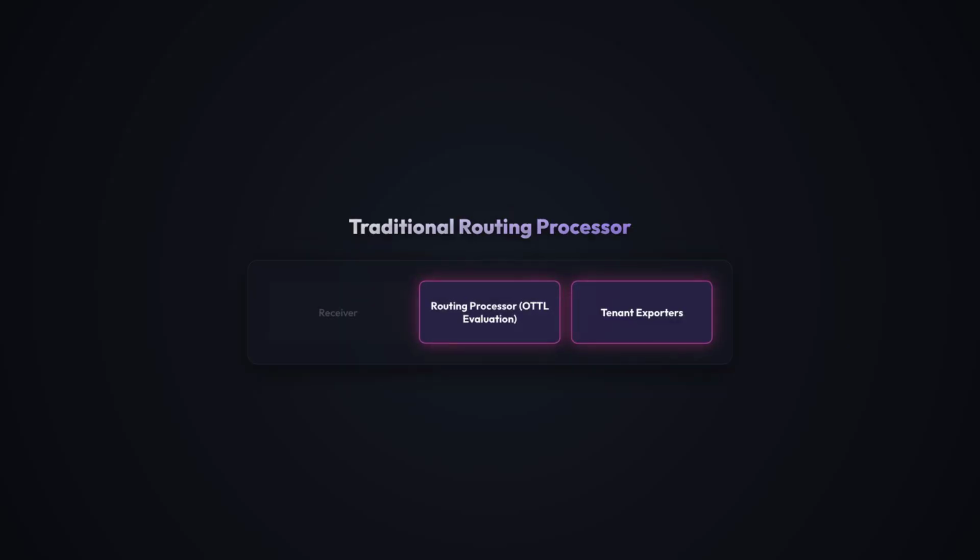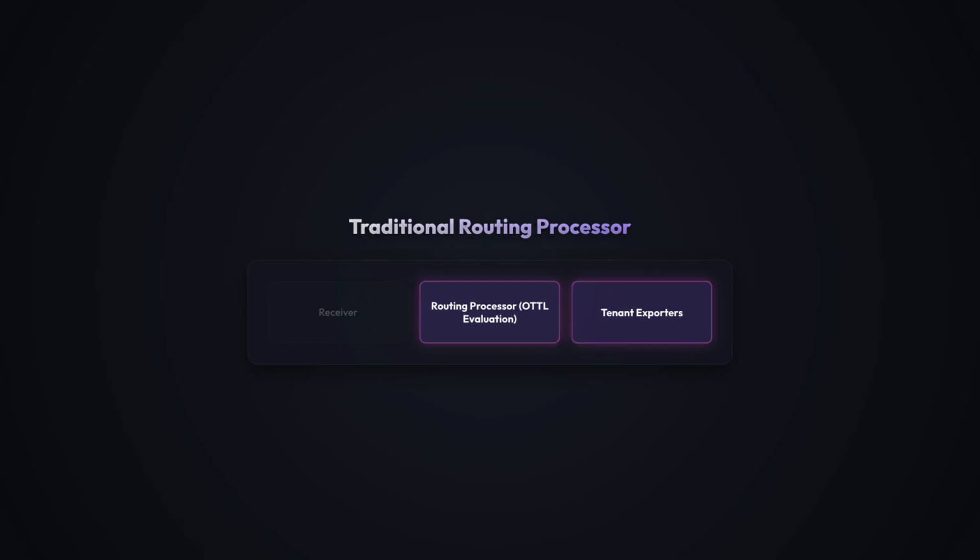To solve the routing challenge, the community introduced the routing processor, found in the OpenTelemetry Collector-contrib distribution. The routing processor acts as a pseudo-exporter within a pipeline. It intercepts the telemetry stream and evaluates routing rules based on context, such as incoming HTTP headers or gRPC metadata, or resource attributes using the OpenTelemetry Transformation Language, or OTTL.